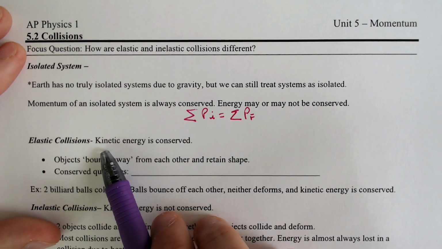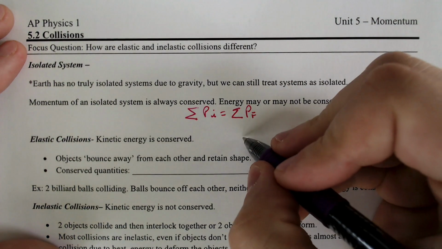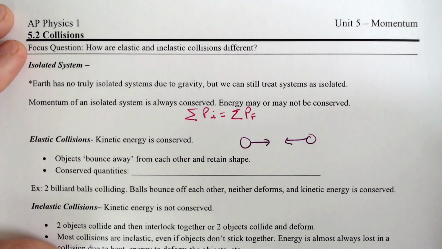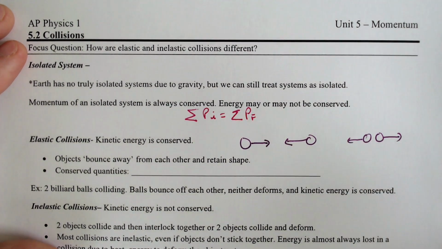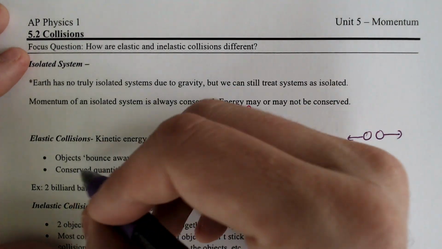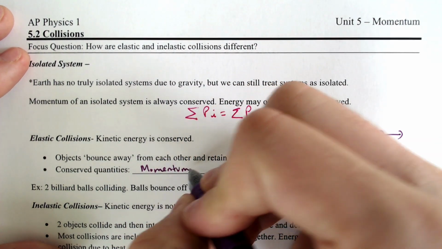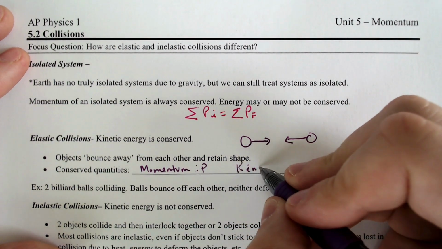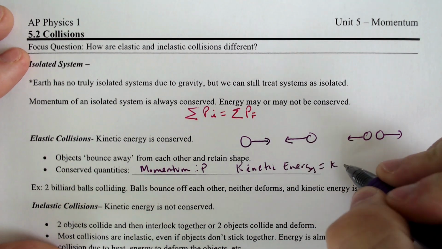In an elastic collision, kinetic energy is conserved, and the objects that are going towards each other, let's say you have two marbles going towards each other, when they collide, they will go away from each other perfectly elastically. No energy will be wasted in the form of friction or anything else. Okay, so the quantities conserved would be momentum, which is P, and kinetic energy, which we could call either KE or K.